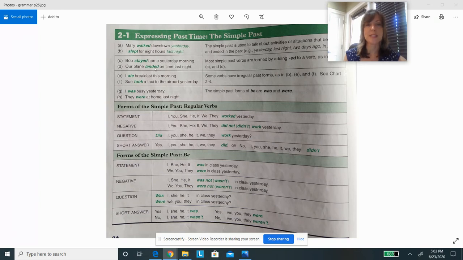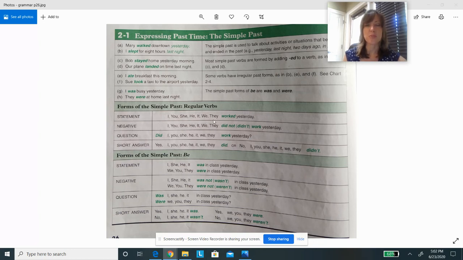Okay, so C and D are two more regular verbs with ed, and E and F are showing you two past tense irregular verbs. Now G and H are showing you be verbs in the simple past. The singular form is was, and the plural form is were. All right, and so here we're showing you how to make the different types of simple past patterns, statements.